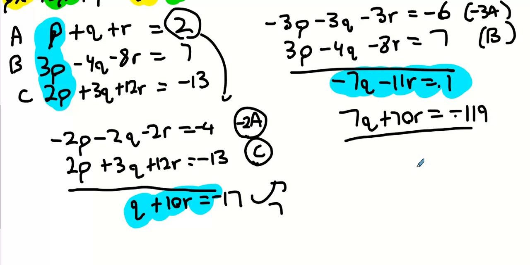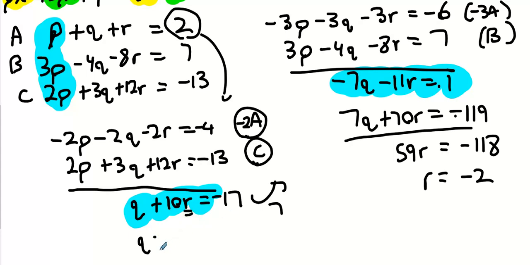That's perfect then. So that's going to be 59R equals minus 118. Divide the 59 into the 118 and you get minus 2. Now that we know R is minus 2, we can find out what Q is. You replace R with minus 2, bring the 20 over to the other side, and you get Q equals 3.